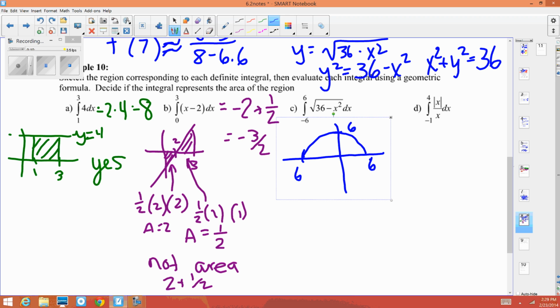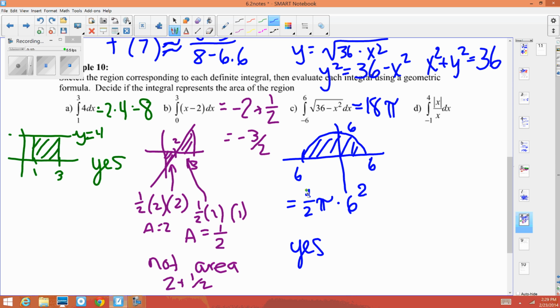We're trying to find that area. That's the area of half of a circle. So 1/2 times pi times r squared. So our integral is equal to that, or we could say, if we want to simplify, 18 pi. And then yes, that does represent the area because there are no negative parts.